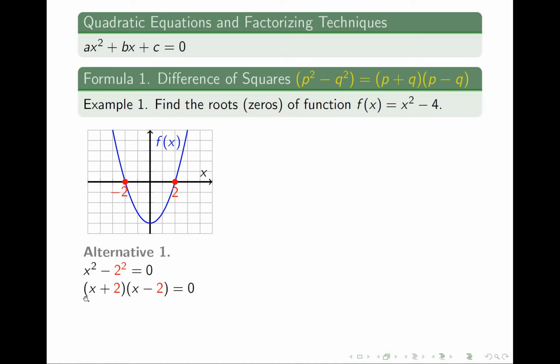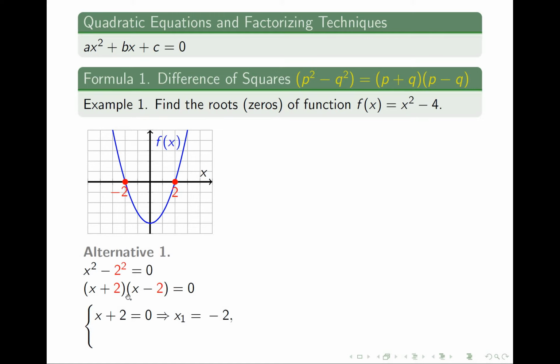To have this whole expression equal to 0, we have to have either the expression in the first pair of parentheses equal to 0, which is x plus 2 equals 0, and then if we subtract 2 from both sides of this equation, we get x1 equals minus 2. And I put index 1 here because remember, the quadratic equation has to have 2 roots. So this is one of the roots.